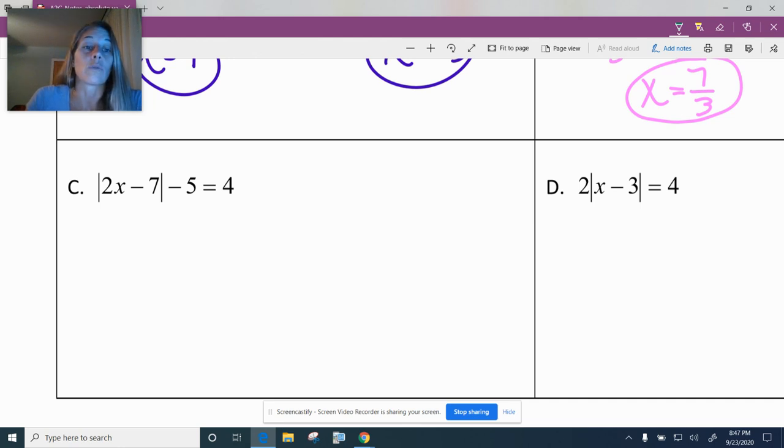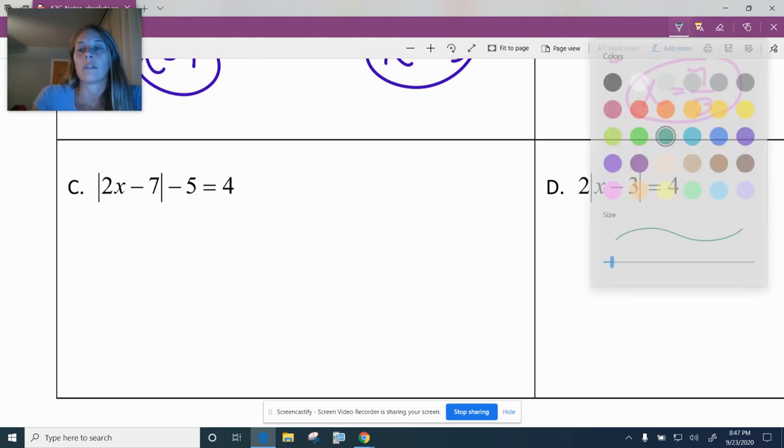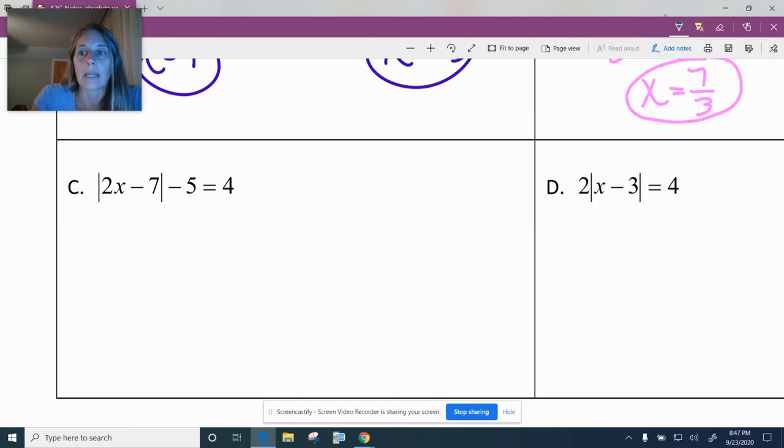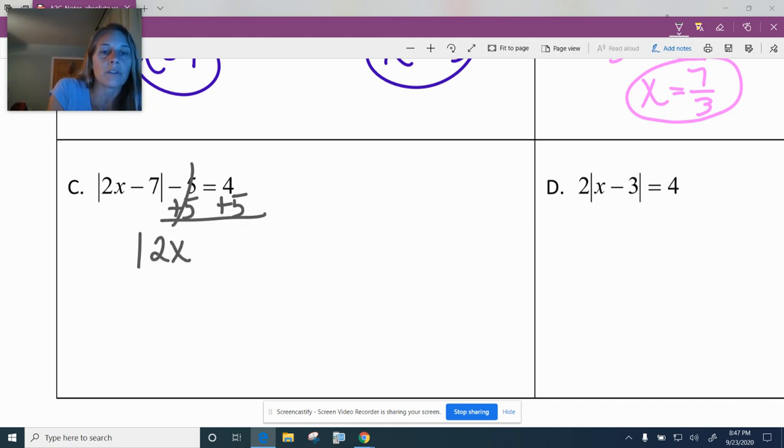So one of the general rules that we have to follow with absolute value equations or inequalities is we have to get that part in the bars all by itself. So before you can solve it, you'd have to get this 5 to go to the other side, and then you can combine it. So first thing we're going to do is move that 5 over. So now I have the absolute value of 2x minus 7 equals 9.